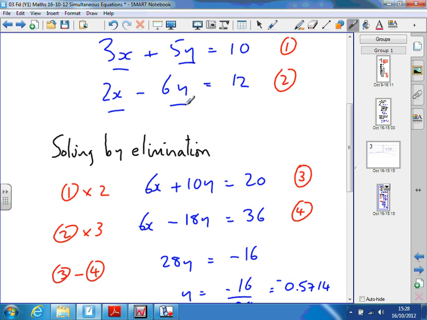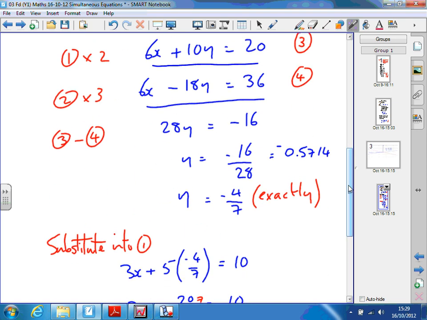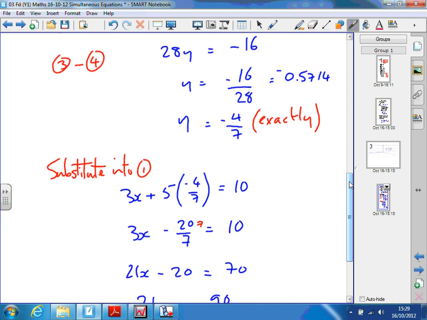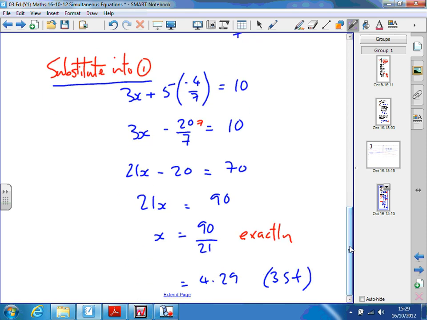We've chosen to try and make x's the same by multiplying equation 1 by 2 to get this, and equation 2 by 3 to get this. So now the x's are the same. We can eliminate by subtracting in this case. But sometimes if one's positive and one's negative, you don't subtract, you add to eliminate. Okay? So we eliminated the x and then calculated y, we can get an exact answer. Once we've got that answer, we substitute back into one of the original equations and calculate the other variable.